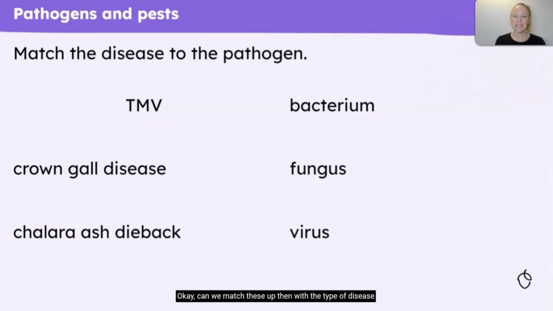Okay, can we match these up then with the type of disease and then the type of pathogen? We've got TMV, which remember is the Tobacco Mosaic Virus, Gall Disease, and Chalara Ash Dieback. I'll give you a moment to think about it, but if you need more time, please pause the video.